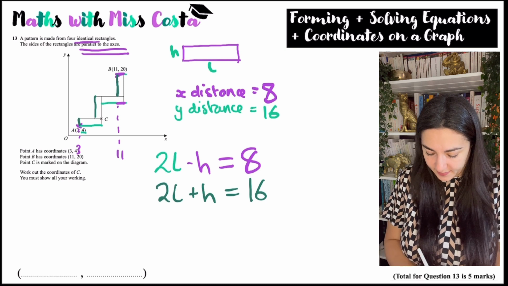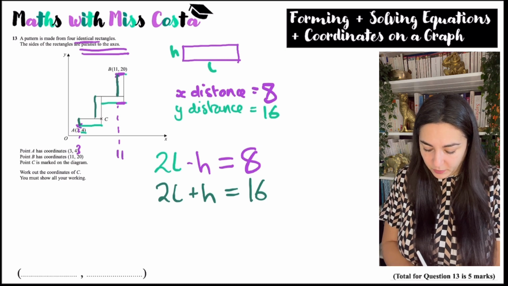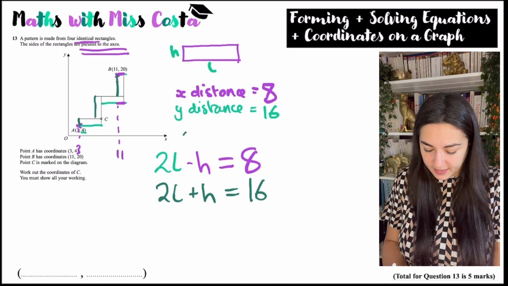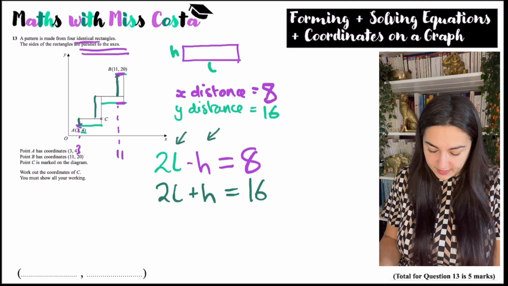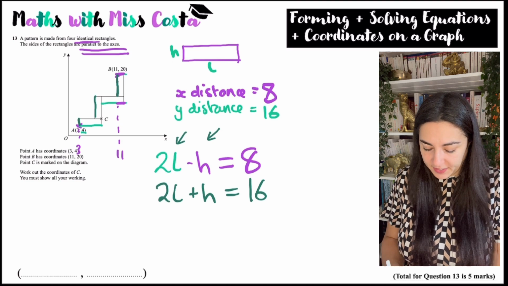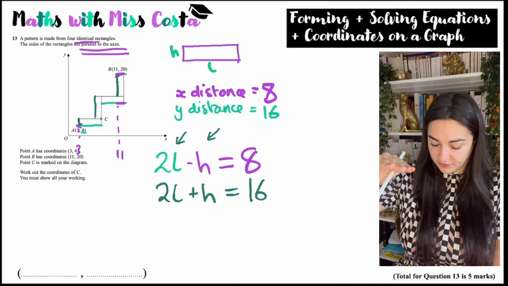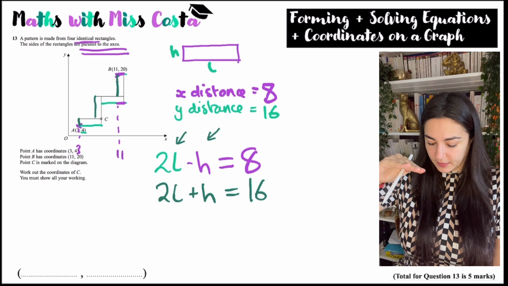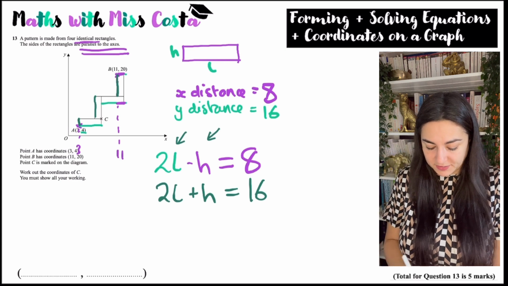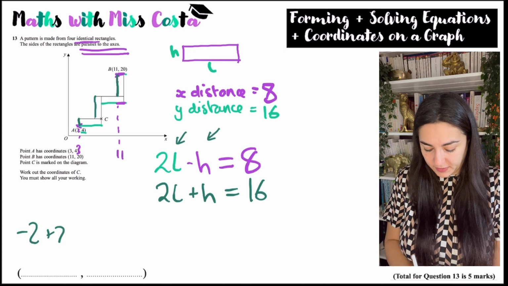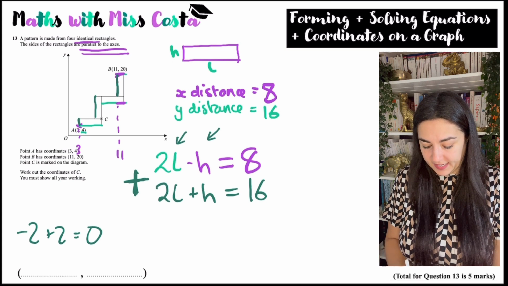So let's see what we want to do. Well, we always want to eliminate a variable, so I can either eliminate the L or the H. Let's eliminate the H because it's negative. So how would I eliminate negative H and a plus H? Well, let's imagine it was 2. Negative 2 plus 2 equals 0. So if I add the equations, I will eliminate.